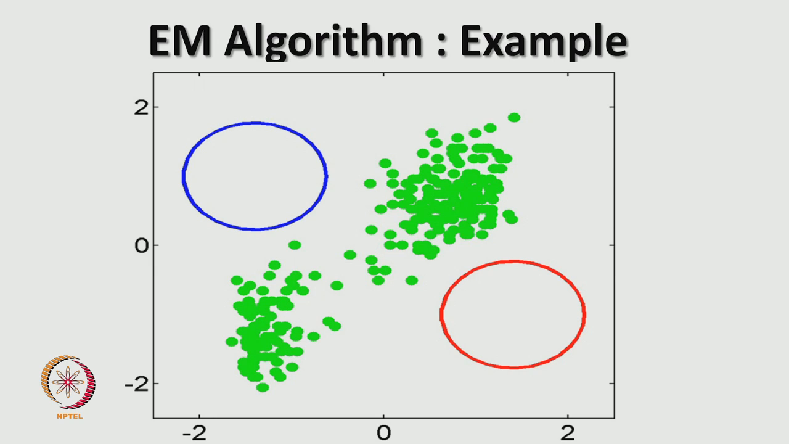So, to wind up, let us take an example now in 2D, and these images have been obtained also from the book by Bishop. So, we have taken it from the e-book, Pattern Recognition and Machine Learning. The reference of this book has been given at the beginning of this particular lecture.